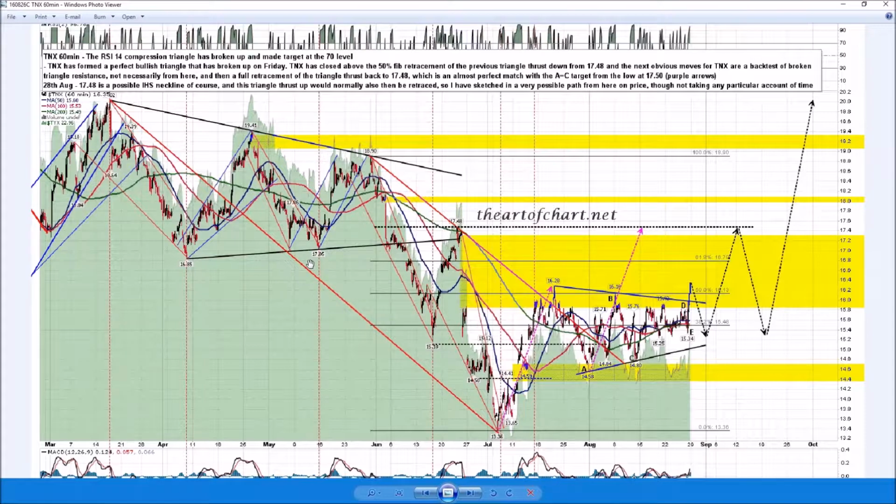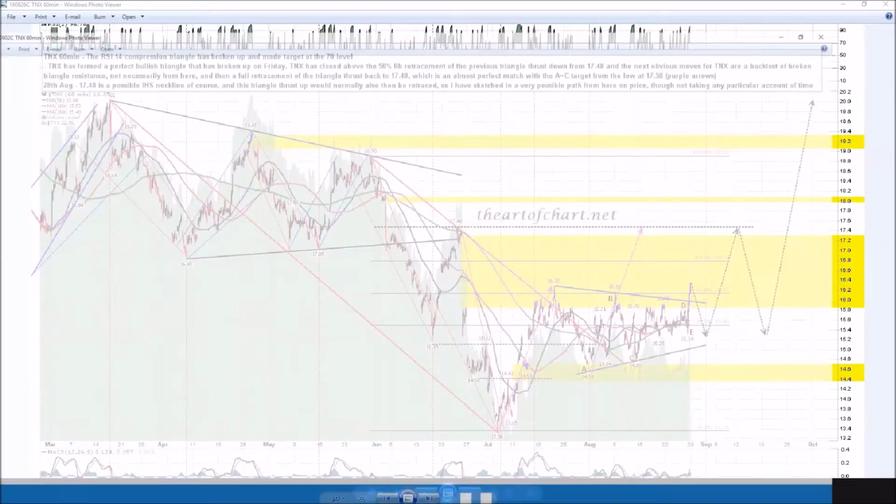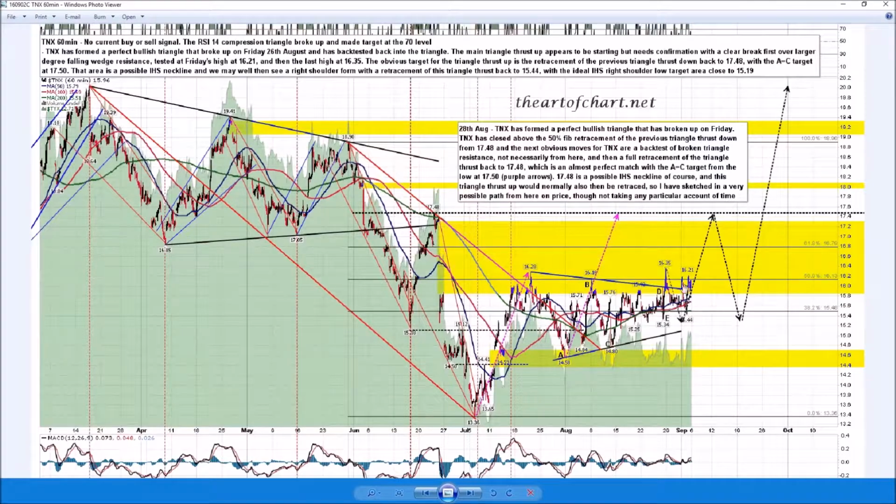Let's see how that played out. All right, this is the one from a week later. Now here, and obviously, it hasn't followed my arrows exactly, and the arrows didn't take any account of time. But we've come back and we've got into the right area for the back test.